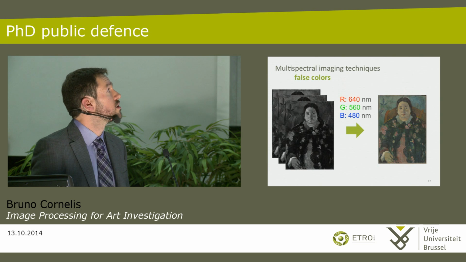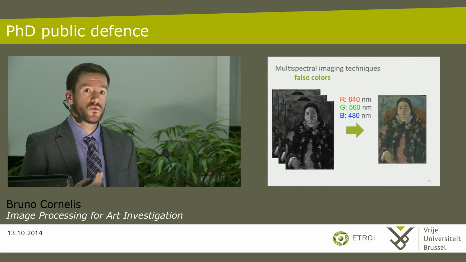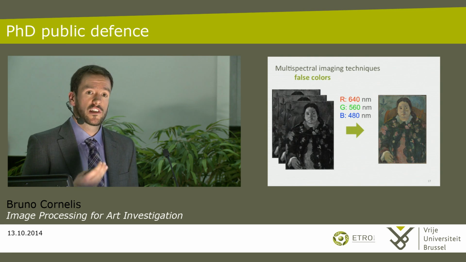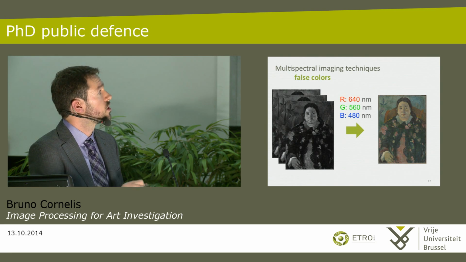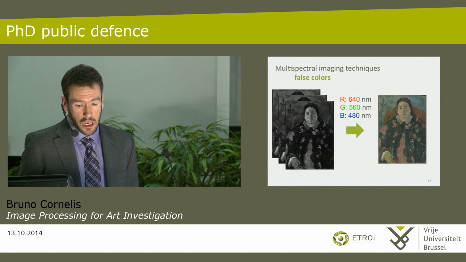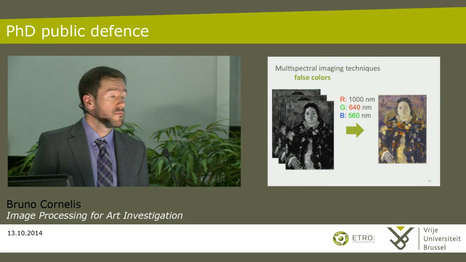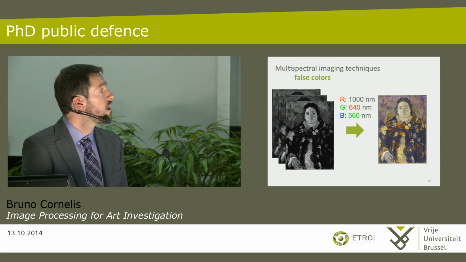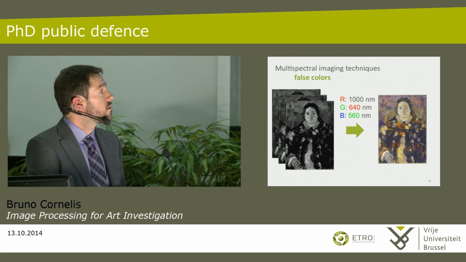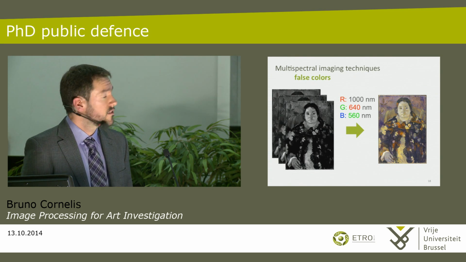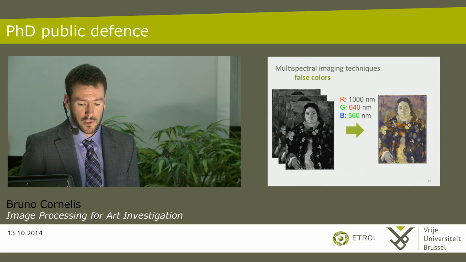What can we do with these multispectral images? Well, we can choose to take the acquisitions at specific wavelengths corresponding to the colors red, green, and blue, and make a color reconstruction of the painting. Now, we could choose to also mix it up a bit and take the acquisition at the infrared wavelength and put it in the red channel, the red put it in the green, and the green put it in the blue. This gives us a very different representation of the painting from before.